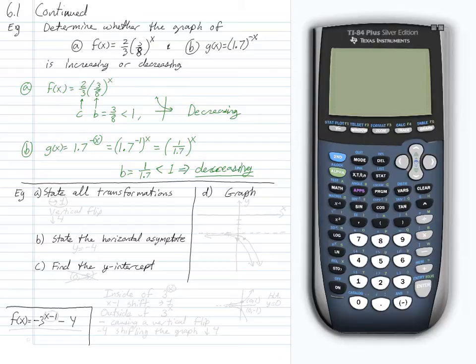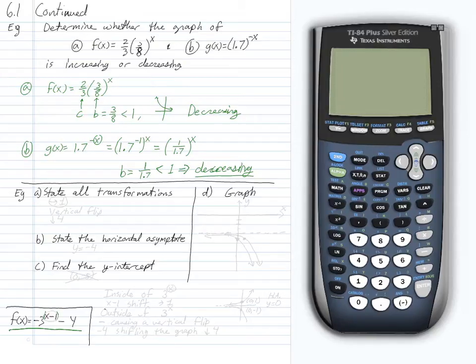The base of the exponent will tell us everything we need to know about whether our graph is increasing or decreasing. Now for our next example, we're going to look at some transformations of one of our basic exponential graphs and determine what the graph will ultimately look like based on what we know about the starting graph and the transformations taking place. Now here's my function, f of x equals negative 3 to the x minus 1 being my exponent, minus 4.